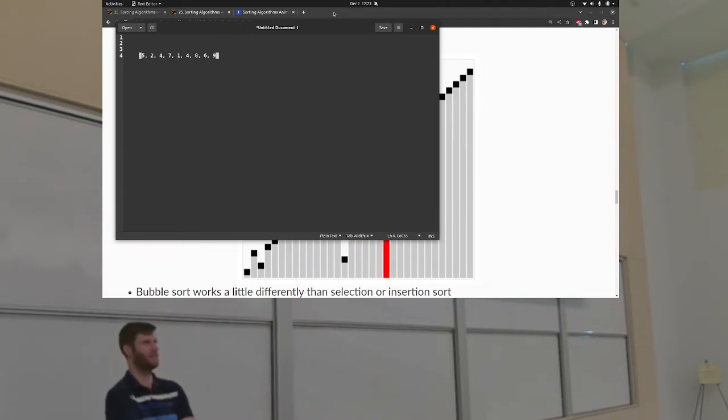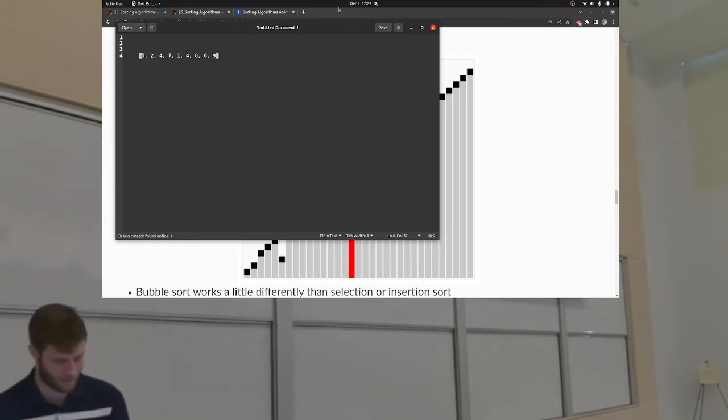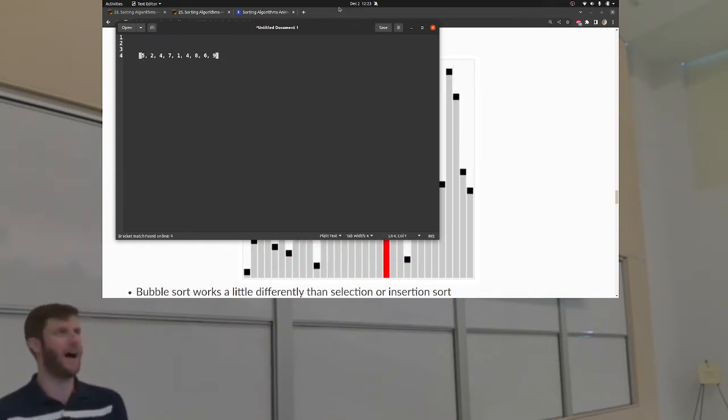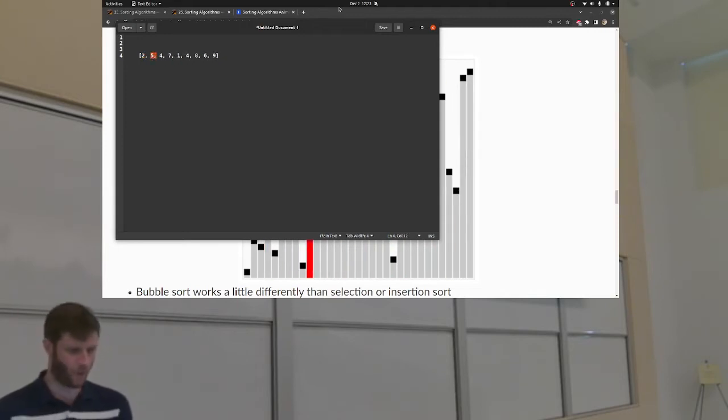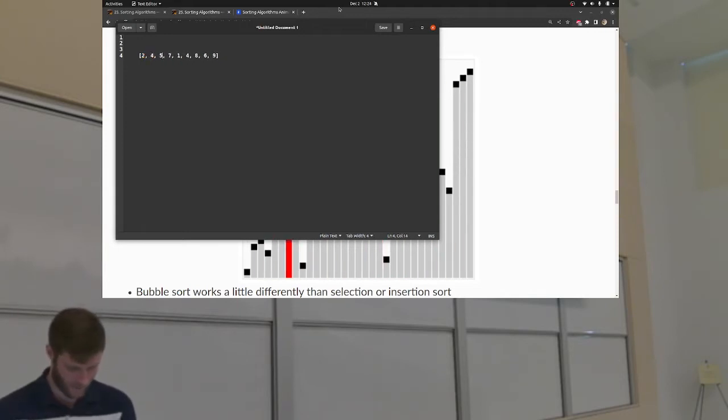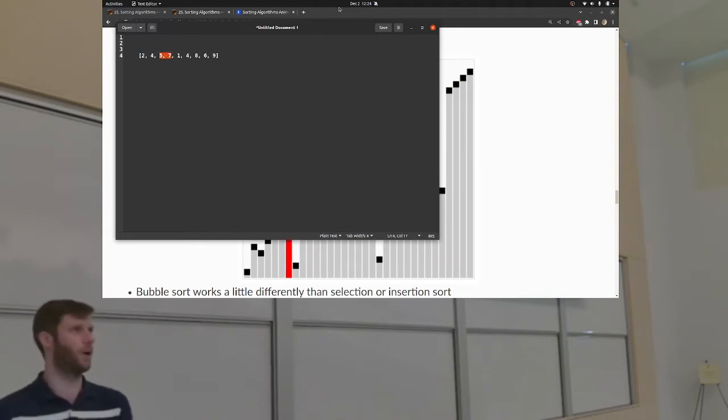Would you agree? Yes. So let's do another pass. 2 and 5, are they out of order? Yes. 5 and 4, are they out of order? Yes.